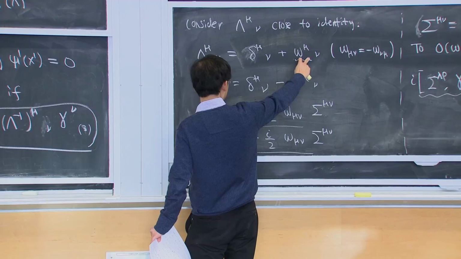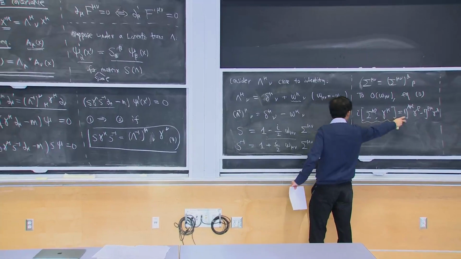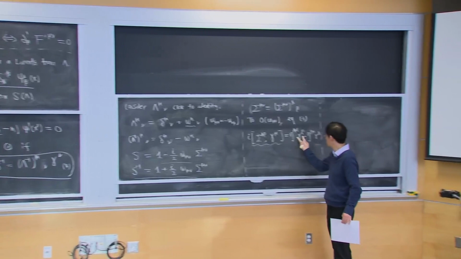So the right-hand side, when you expand this, essentially you just get omega mu nu, because we have to lower the indices, okay? So you have some eta here, and so that's how you get the right-hand side. The reason you get two terms is because it should be anti-symmetric.